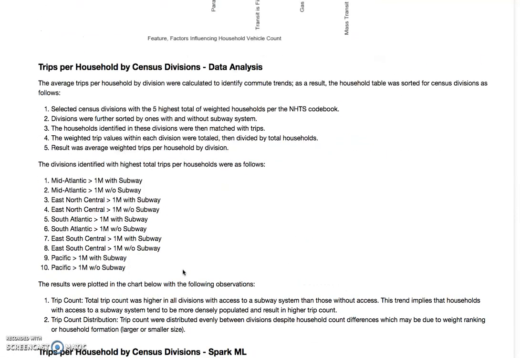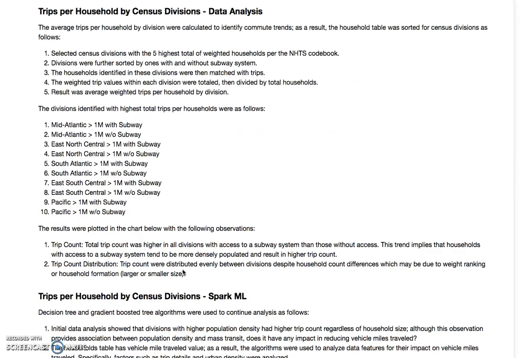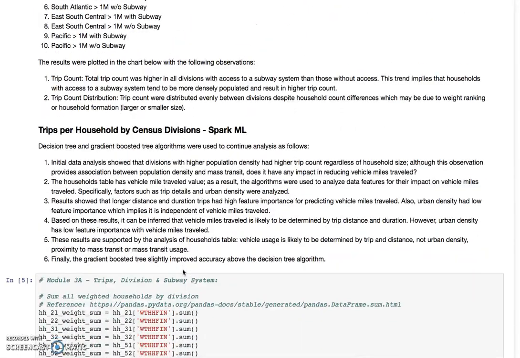Next we're going to look at trips per household. We're going to repeat the same process, going through the major tables within the data set. We're going to break it down, do the initial summary statistics, and then get into the SparkML portion of it.